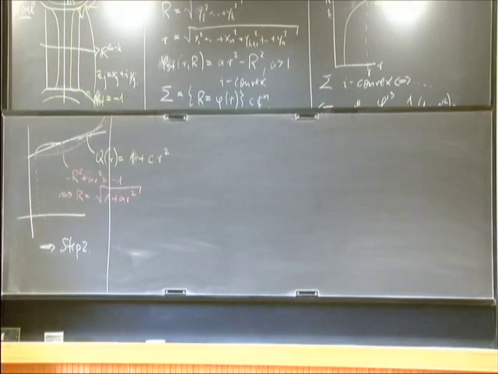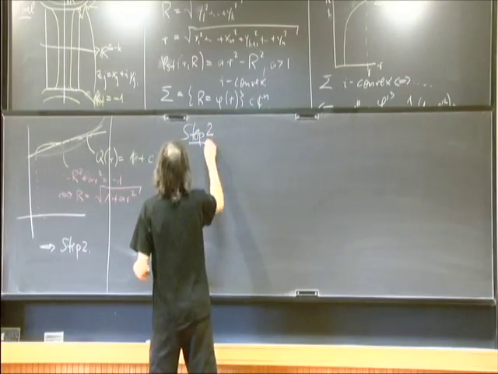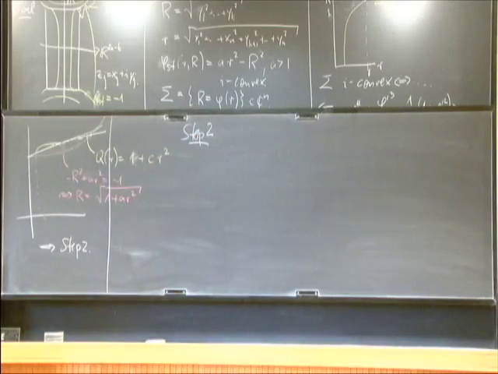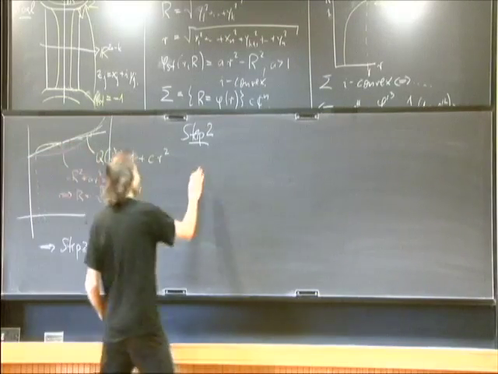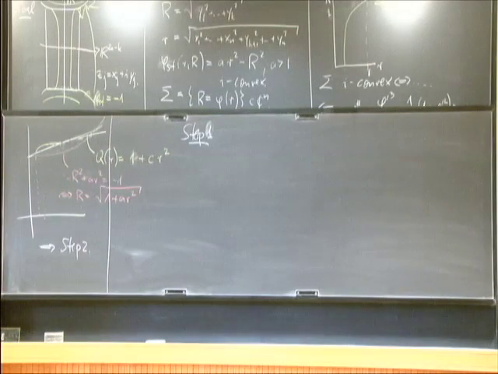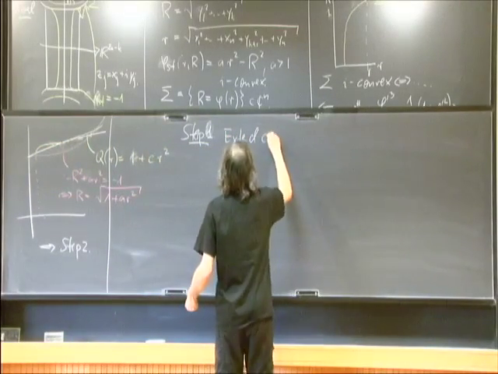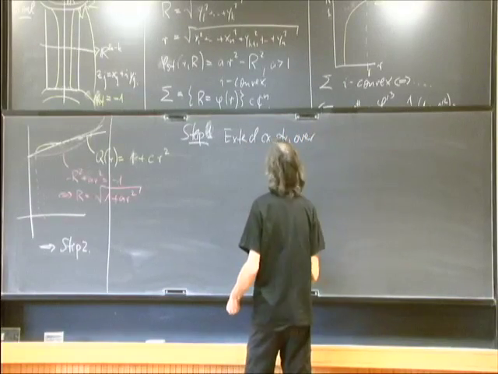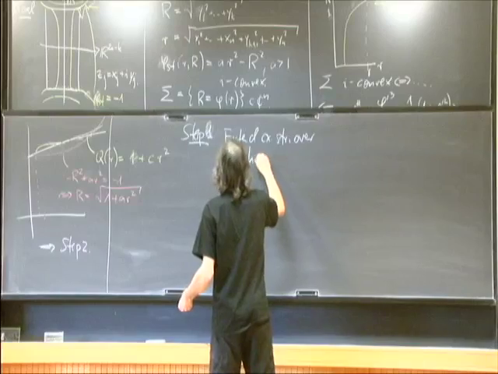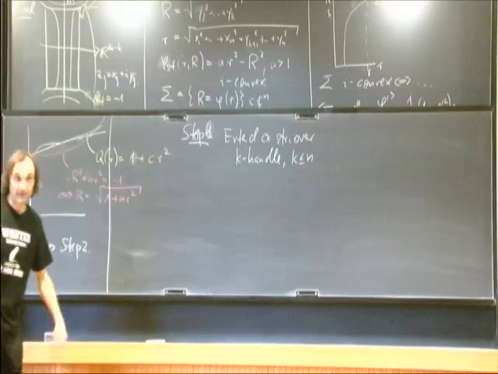Okay. Then let me move to step 2. We want to extend a complex structure over a k-handle, where k is less or equal to n.